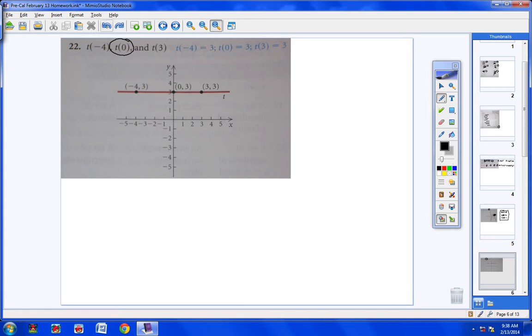And then lastly, they want you to substitute in or to evaluate the graph at 3. Well, here's the ordered pair. When you put in a 3, you got out a 3, so T of 3 equals 3. Moving on to the next problem.